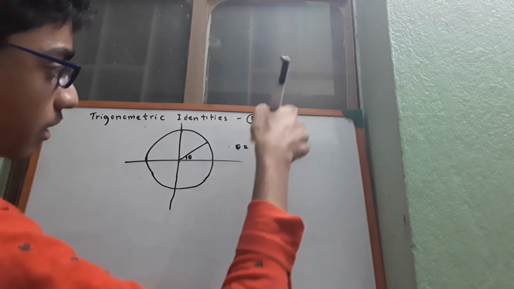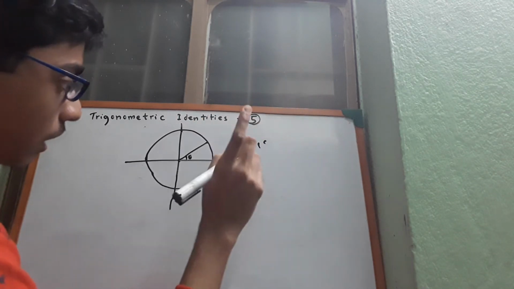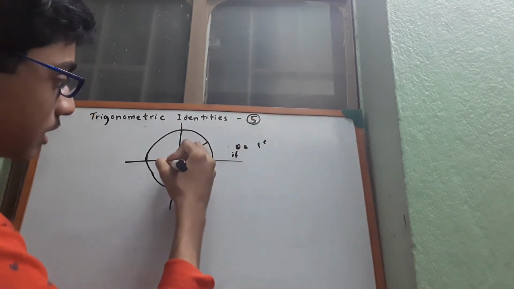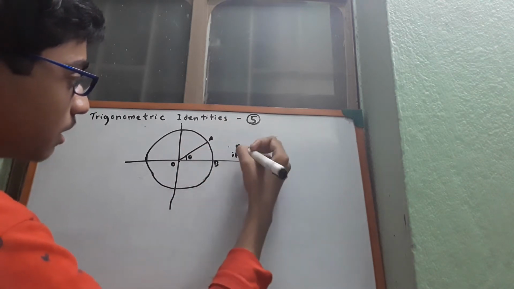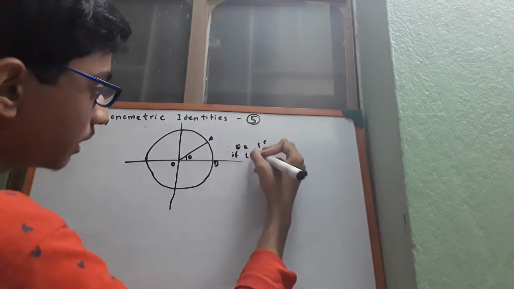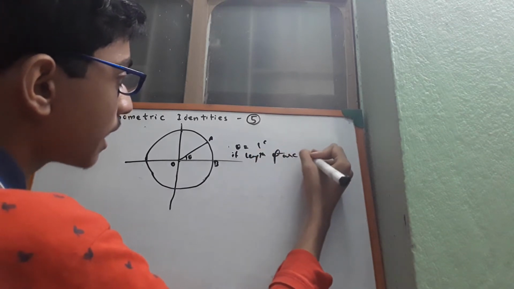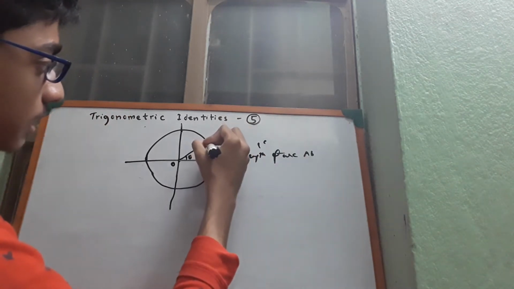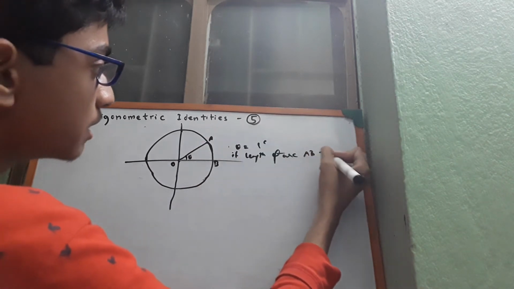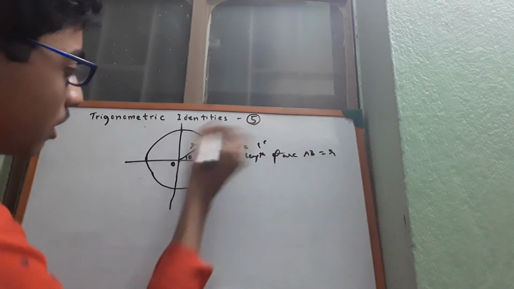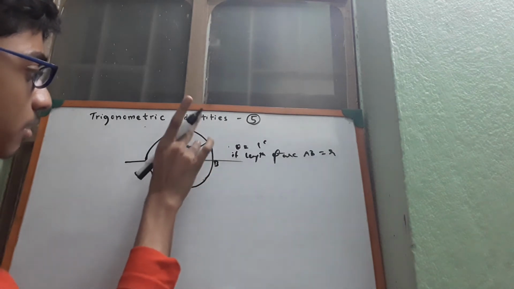This is how we write 1 radian, with the superscript. If and only if, let this be O, let this be A, let this be B. The length of arc AB, the length of this arc, is equal to R, where R is the radius. OA and OB are both radii of the same circle, right?